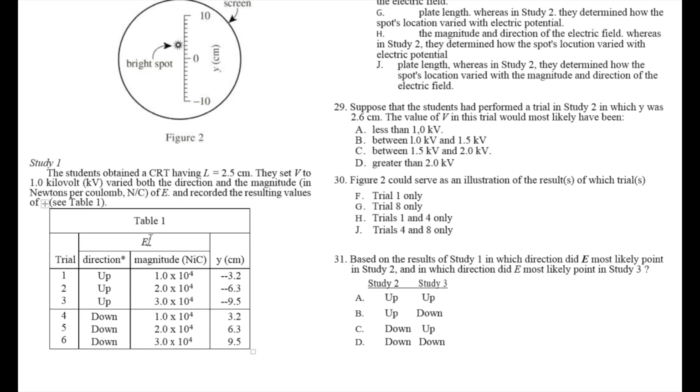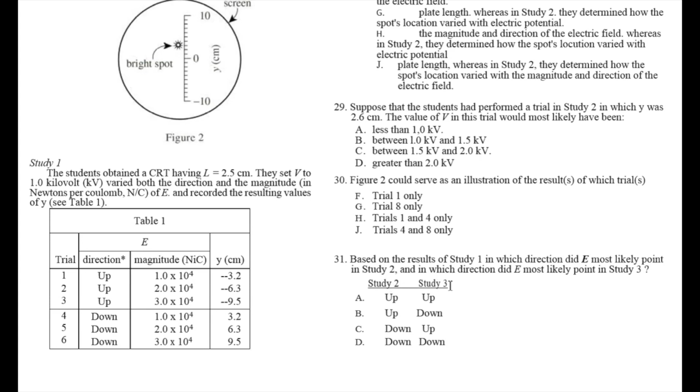So let's go over to study 1 and we see table 1, alright, E, direction. And we have up, up, up, down, down, down. And we look for any correlations here. The magnitude is something we set, so that doesn't really matter. And in Y, so the bright spot's location, we see that for each of the up E directions, the results were negative, and for each of the down, the results were positive. So it seems like if Y is positive, then the direction for E is down, and if Y is negative, then the direction for E is up.